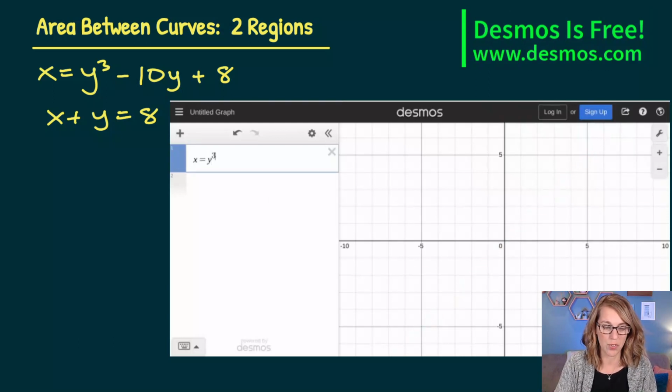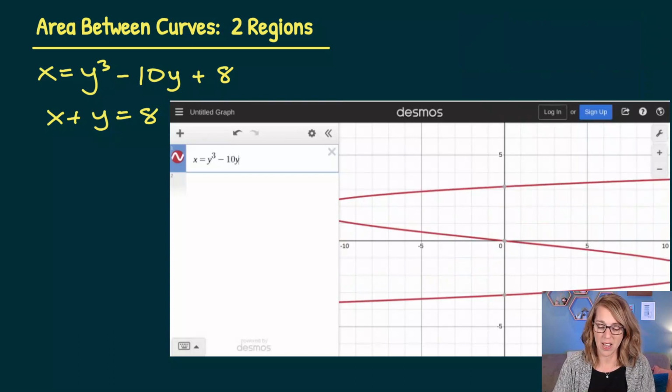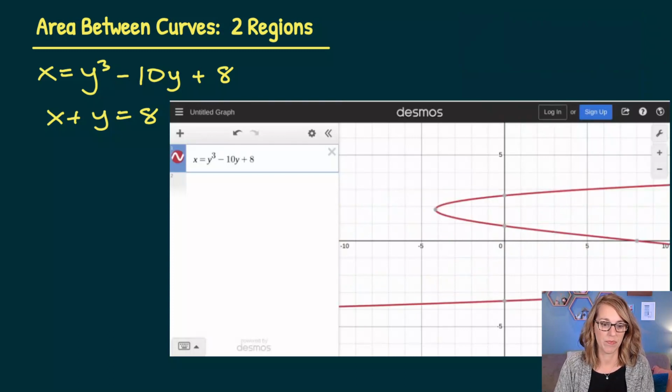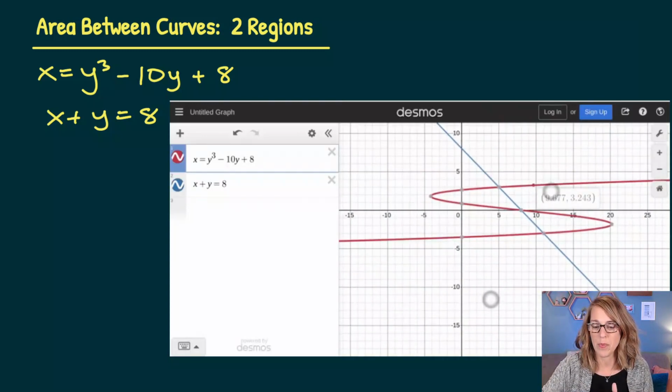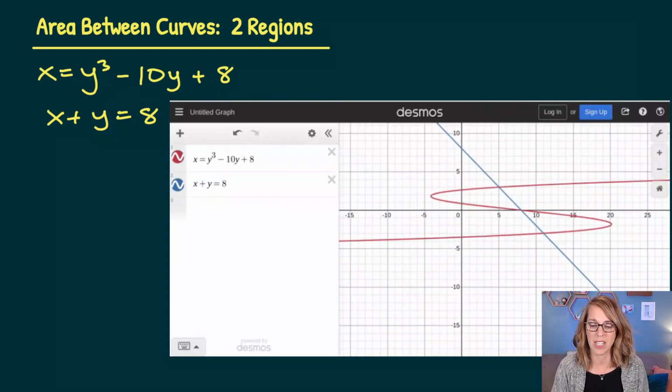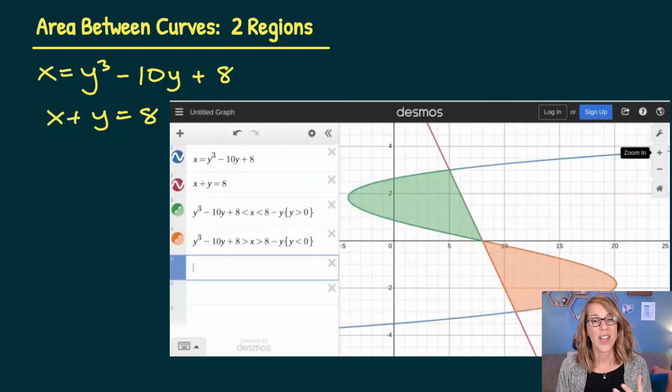So x is equal to y cubed minus 10y plus 8. And then enter, I'll just get another empty cell, and then x plus y equals 8. It doesn't give me the best viewing window, so I can go ahead and adjust my viewing window here just a little bit to get a better view. I also added some shading, and you can see that I've got two different regions, the one up above in green and the one down below in orange.